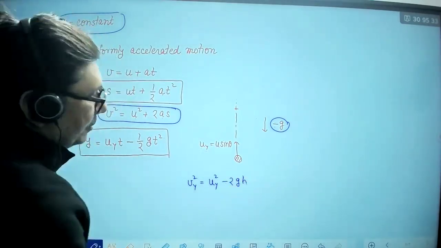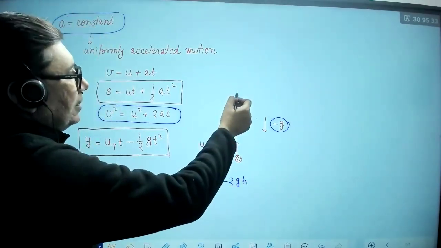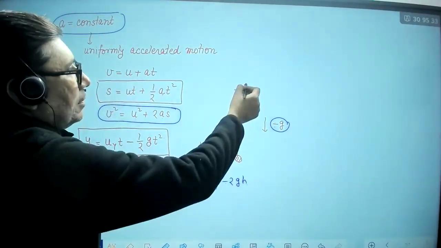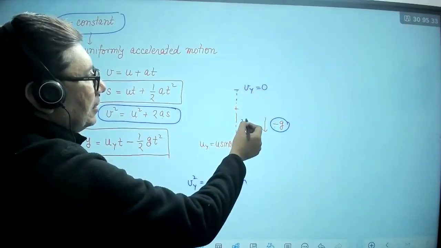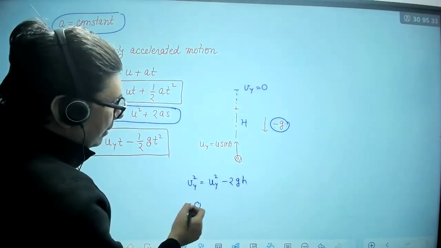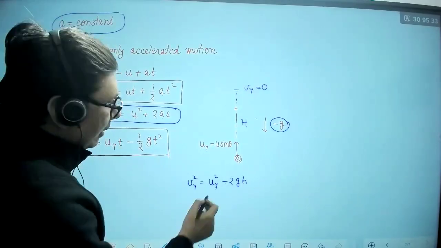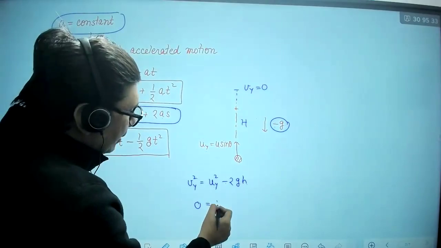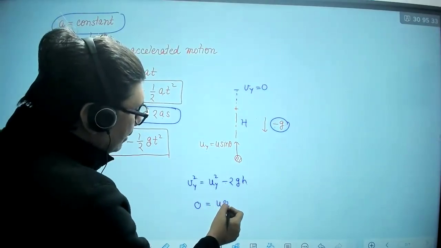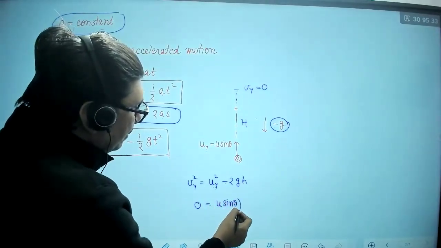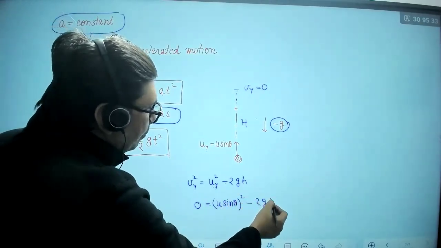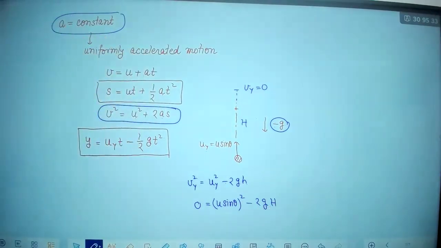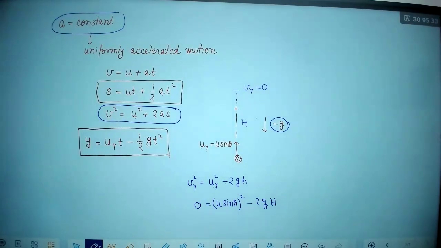You can write it as H. At the highest point, Vy is going to be 0, and the height, I am saying, is H. So Vy is 0, and the initial Vy is U sine theta. Make the square of this, and minus 2G, the highest point is at a height H, capital H. So from here, I'm getting the value of H.